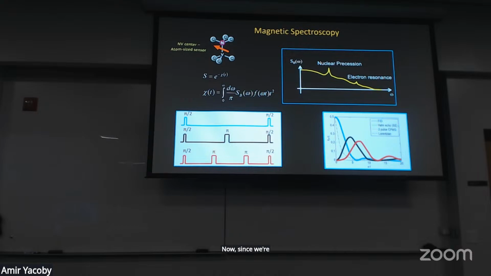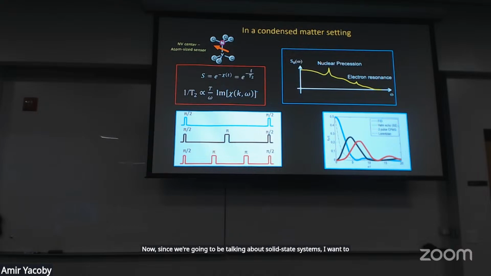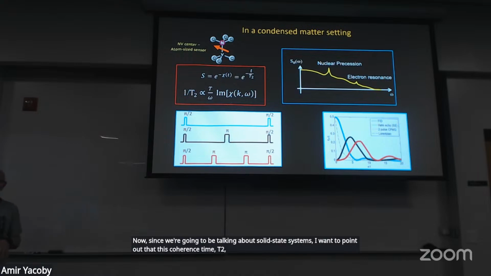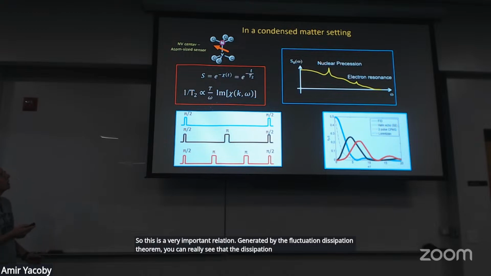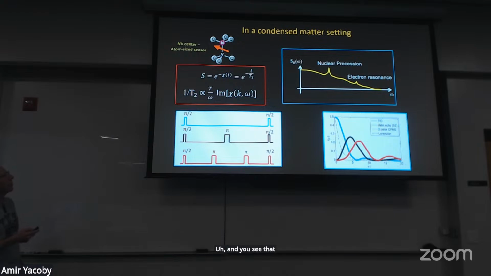Now, since we're going to be talking about solid-state systems, I want to point out that this coherence time T2, in relation to a material that is sitting nearby, will be directly probing the imaginary part of the susceptibility of that material, which then leads to the relaxation of the NV center. This is a very important relation generated by the fluctuation-dissipation theorem. You can really see that the dissipation of the NV center is directly related to the fluctuating component of the environment. And you see that there is a momentum and frequency component to this susceptibility, and I'll talk more about which frequency and what momentum we are probing when I come to talk about the experiments themselves.